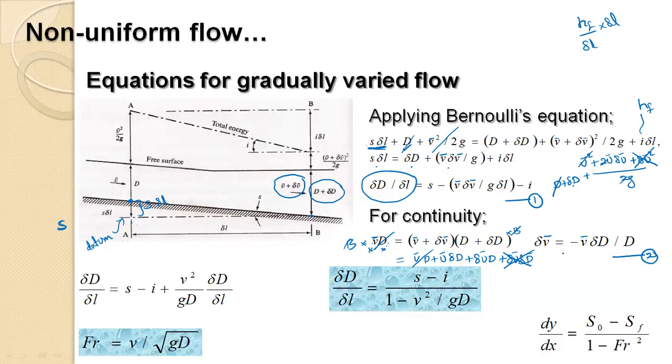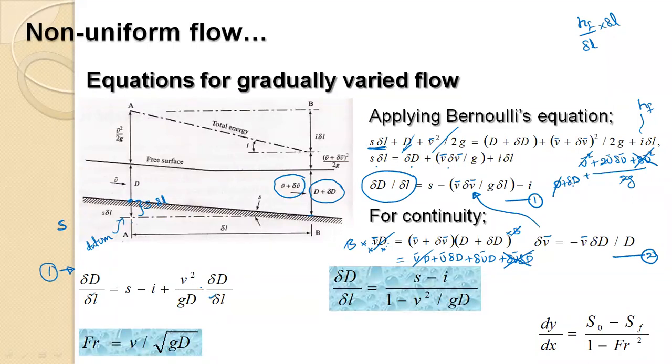So let me now substitute this delta V in equation number 1, and then write my equation. So by substituting equation number 2 in equation number 1, I'm going to get delta D divided by delta L equals S minus I plus V square divided by GD into delta D divided by L. So delta D divided by L is common here and here.